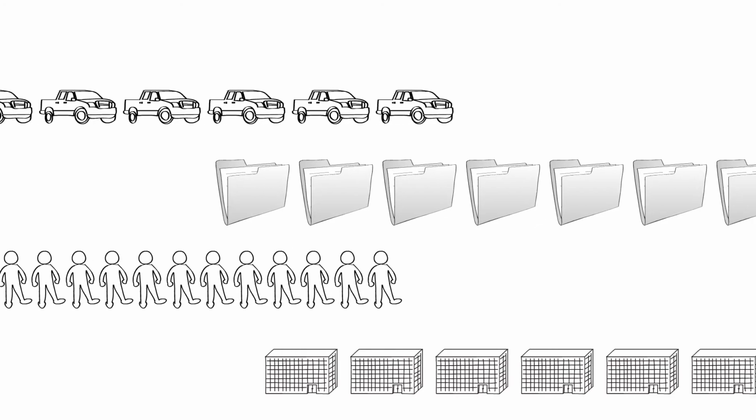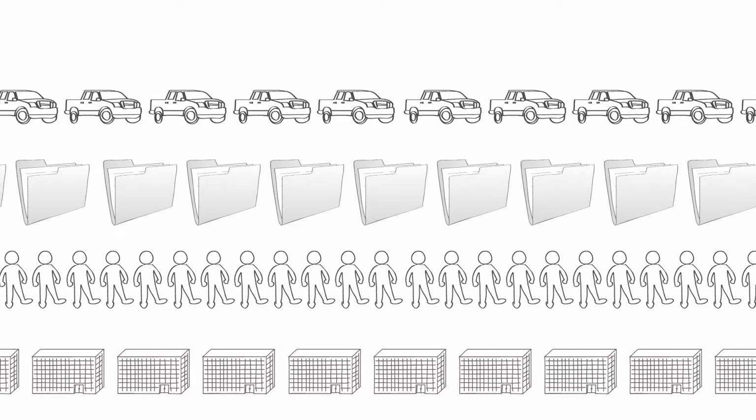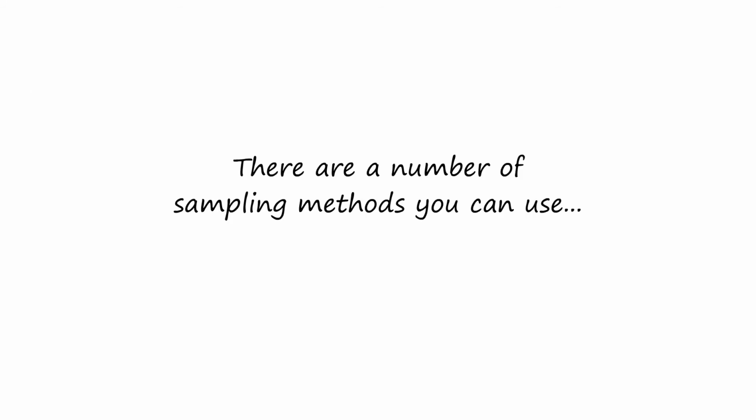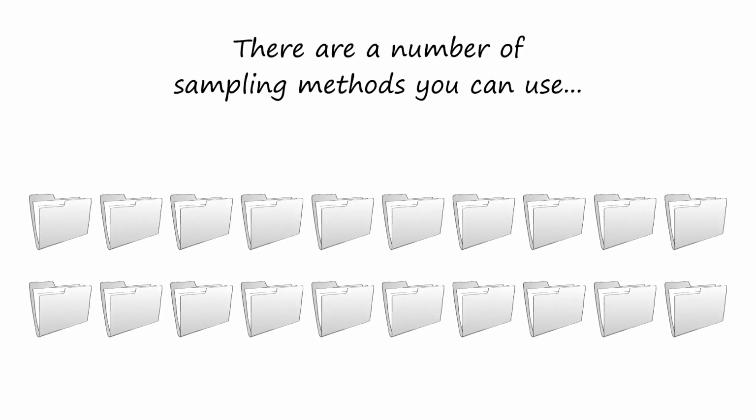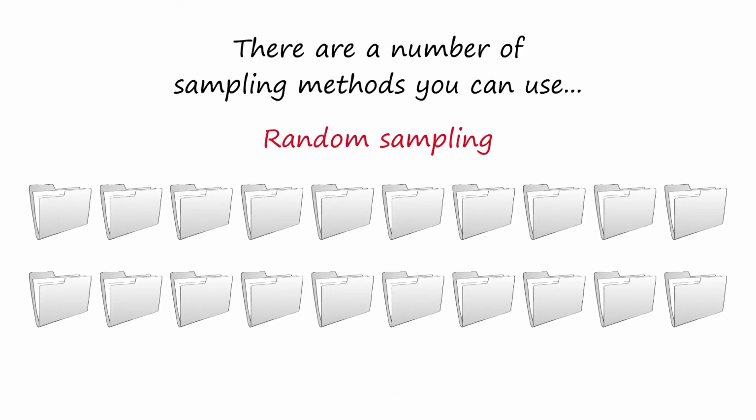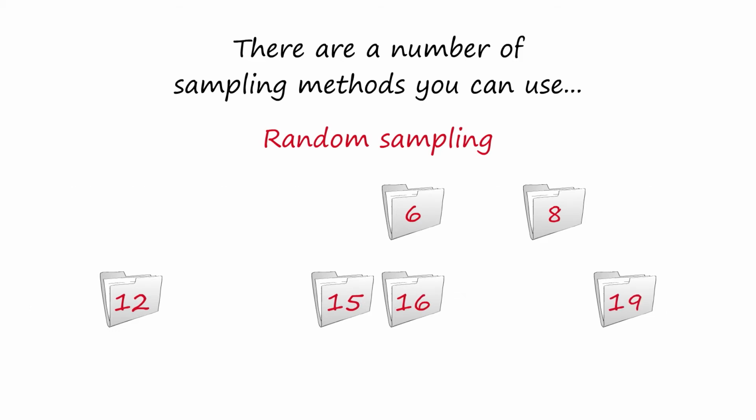Now, the total number of samples is one issue. How you select the samples themselves is another matter. There are a number of sampling methods you can use when working with records. In these illustrations, the math is based on a random sampling. To randomly sample records, you can assign a numbering system to the documents and then use a random number table to draw out the required number of records.